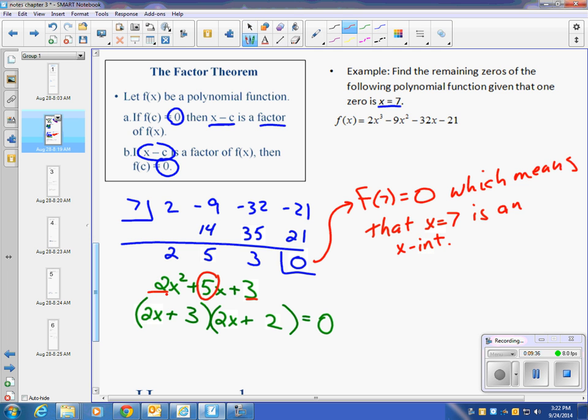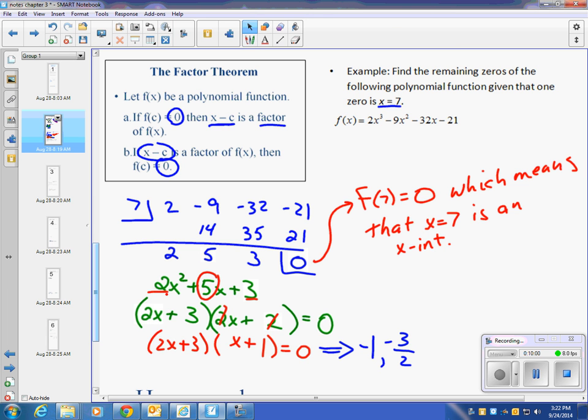So when I remove the extra 2's, I'm left with x plus 1. So the full factored version of this is 2x plus 3 and x plus 1. What does that mean? What are my x-intercepts? Well, that means that my 2 remaining x-intercepts are -1 and -3 over 2.